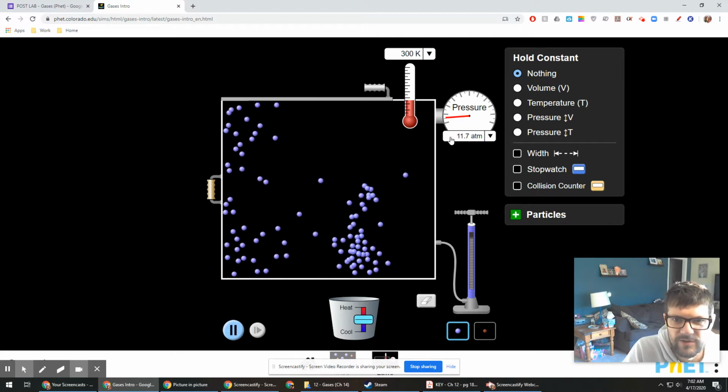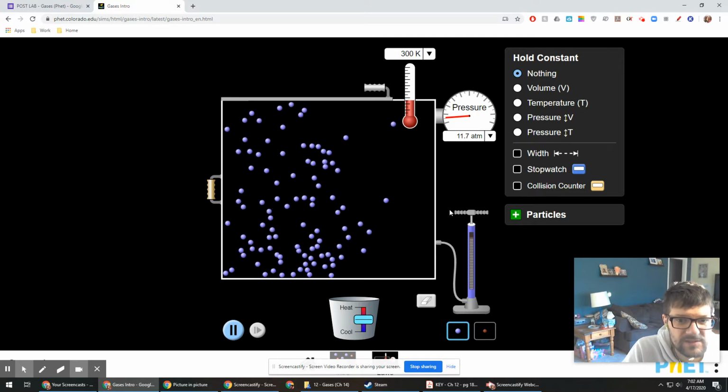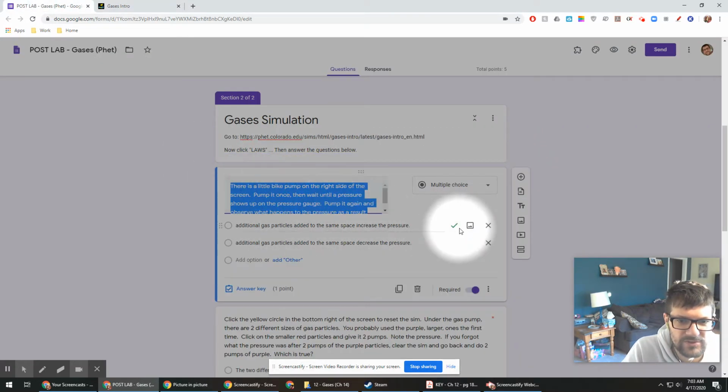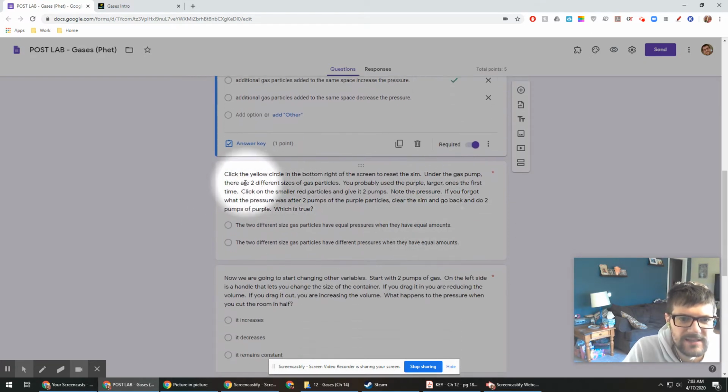So I noticed that it went from 5 something to 11 something, so adding more gas increased the pressure. For this first one, you'll notice the answer was additional gas particles added to the same space increase the pressure. The next thing it asks me to do is reset the sim and then try the other size gas particle with 2 pumps and compare it.